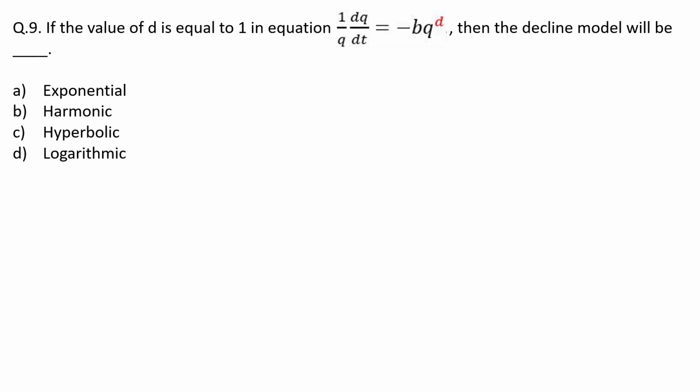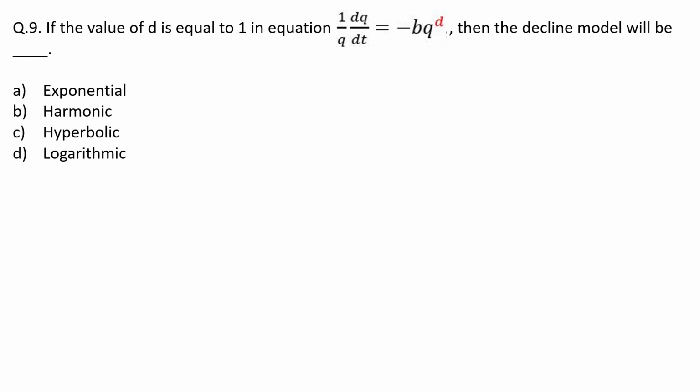Now the next question is question number 9. If the value of d is equal to 1 in the equation 1 by q dq by dt equal to minus dq to the power d, then the decline model will be. Options are A exponential, option B harmonic, option C hyperbolic or option D logarithmic.